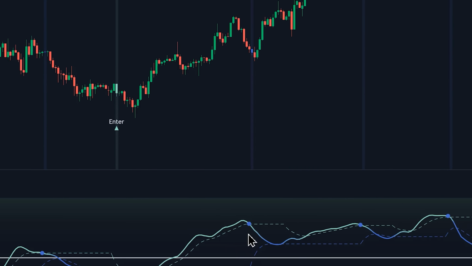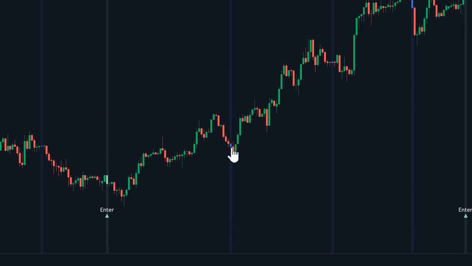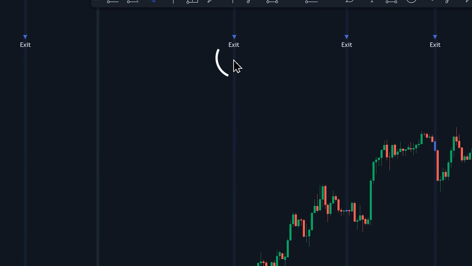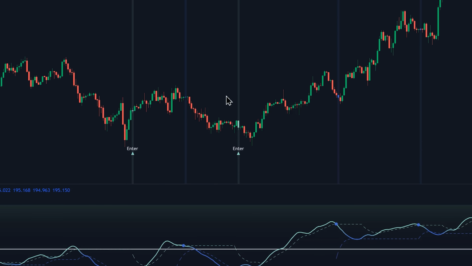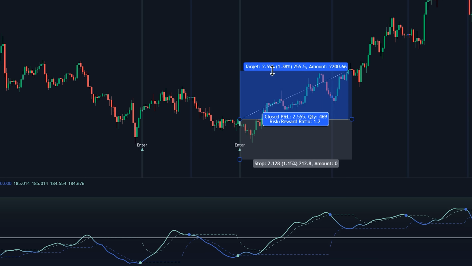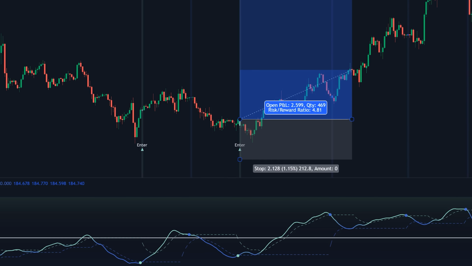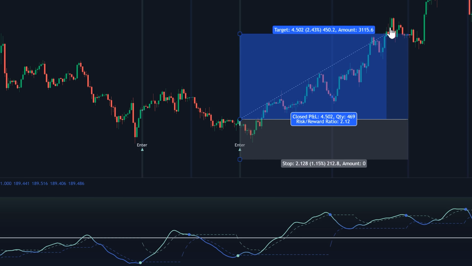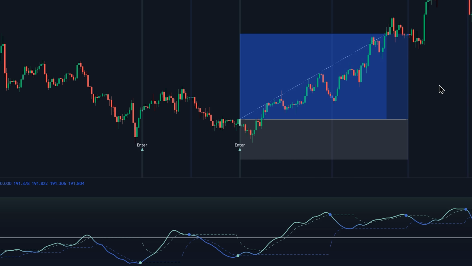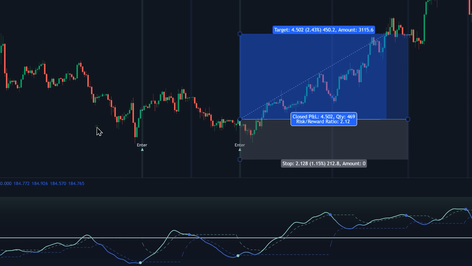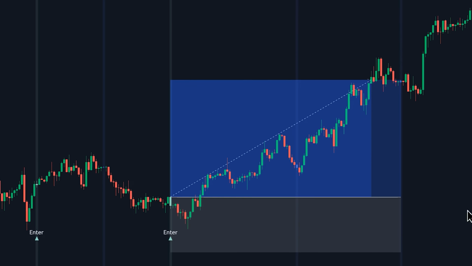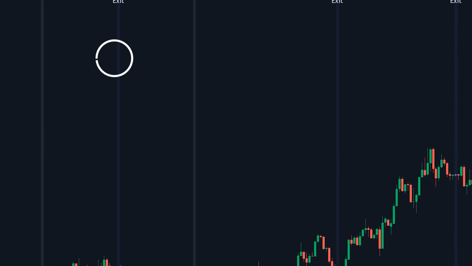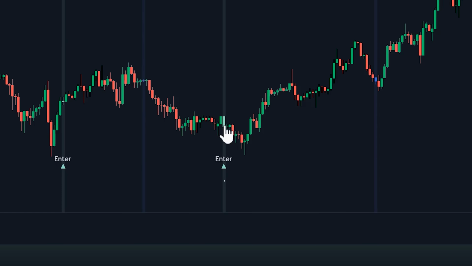Whenever this happens, a blue vertical bar is going to be printed on the chart with a label that says exit. In simple terms, the enter label is going to be a signal for taking long positions, and the exit label is going to be a signal to either exit your long positions or to take short positions. So if you take a long position on an enter signal, you can exit that position on an exit signal. Conversely, if you take a short position on an exit signal, you can exit it on an enter signal.